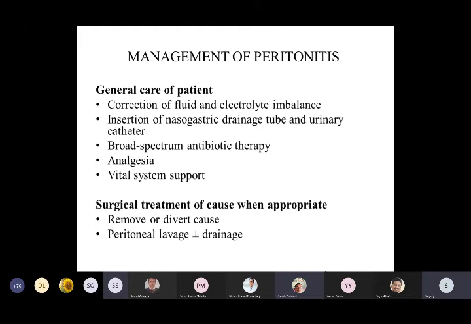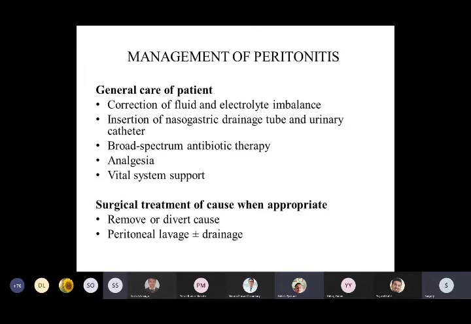In general, the management of peritonitis is divided into two groups, that is general care of the patient and the surgical treatment of the cause. General care of the patient is the correction of fluid and electrolyte imbalance, insertion of a nasogastric drainage tube and urinary catheter. The nasogastric tube is inserted to decompress the bowel, and the urinary catheter is inserted to monitor the hourly urine output. We can also use broad spectrum antibiotic therapy, analgesia, and vital organ support, that is ventilator support maybe.